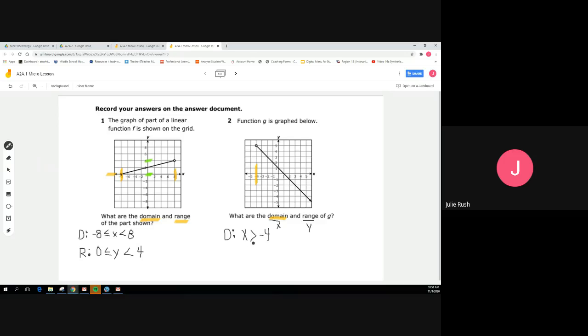Notice I don't put the line under my inequality sign because it is open on this left side boundary. So x is greater than -4. So any number greater than -4, not equal to -4, makes this statement true, or this function true.